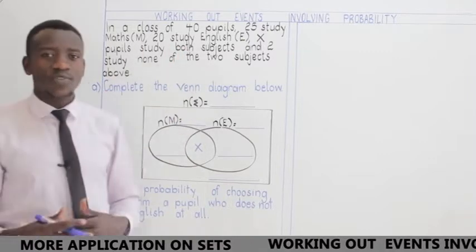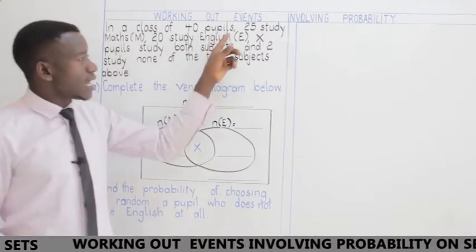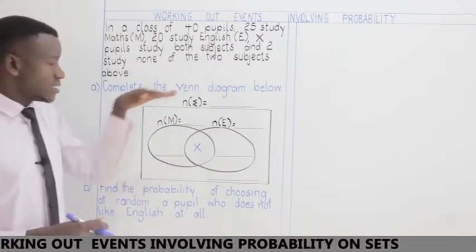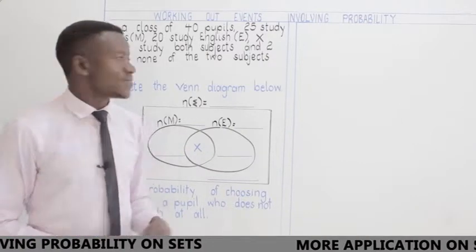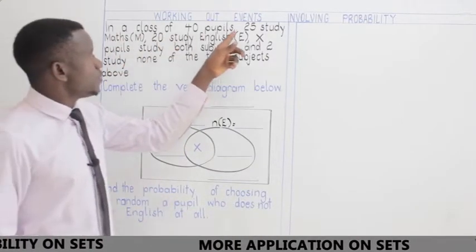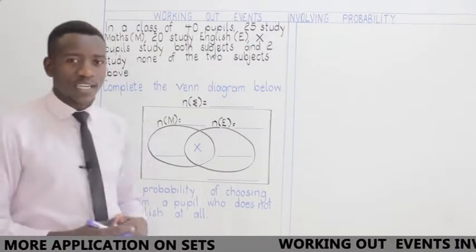So when we are given this information, we are going to follow step by step. Where there are commas, we shall pick a statement and fill it in our Venn diagram. Let's work it out together. In a class of 40 pupils, we have a comma here, so we are going to get a statement, and we complete our Venn diagram.